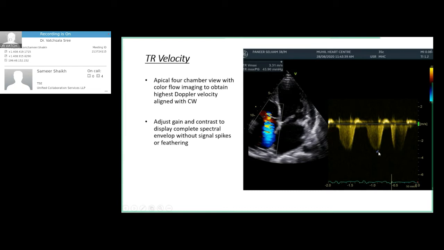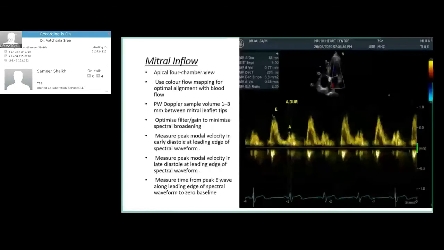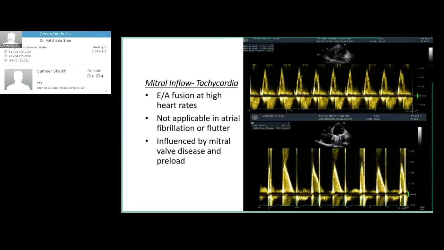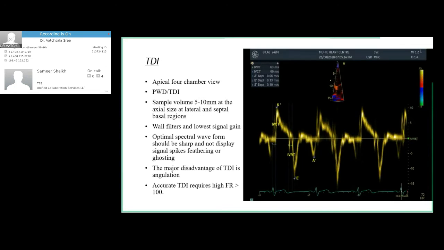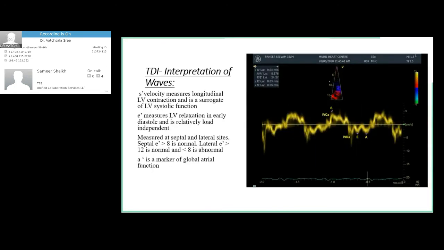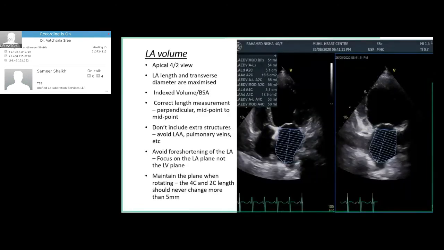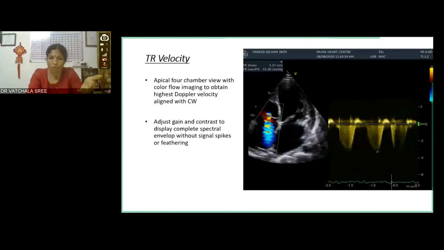So, just to recap very quickly, we saw how to measure the mitral inflow pulse wave Doppler at the mitral inflow, and we established the limitations of mitral inflow Doppler. Then we quickly went through how to measure the tissue Doppler imaging. We also discussed the waveforms, established how to measure the LA volume and the do's and don'ts, and how to measure the TR velocity. So whatever parameters are there in the algorithm, now we know how to get all these values.